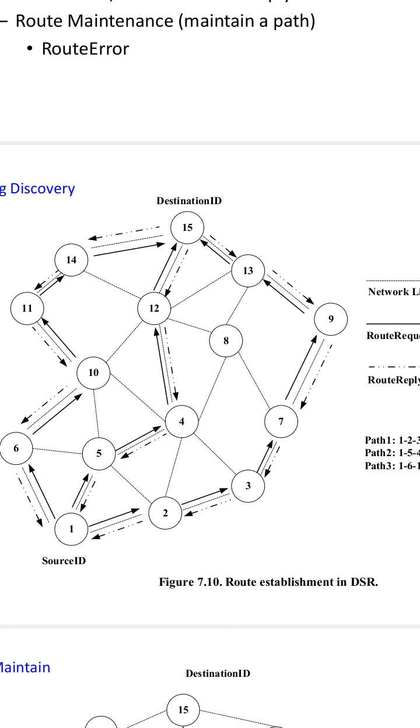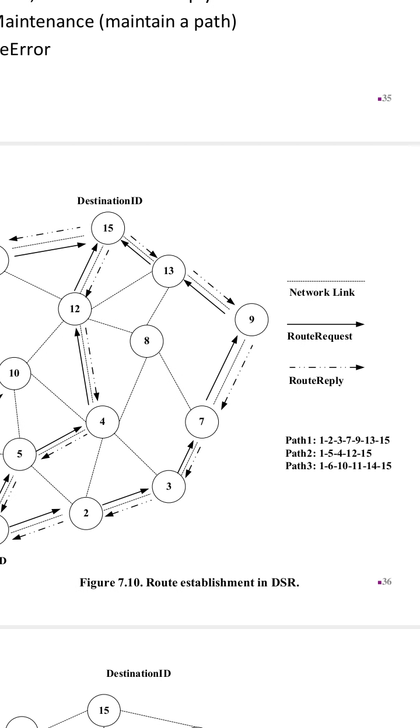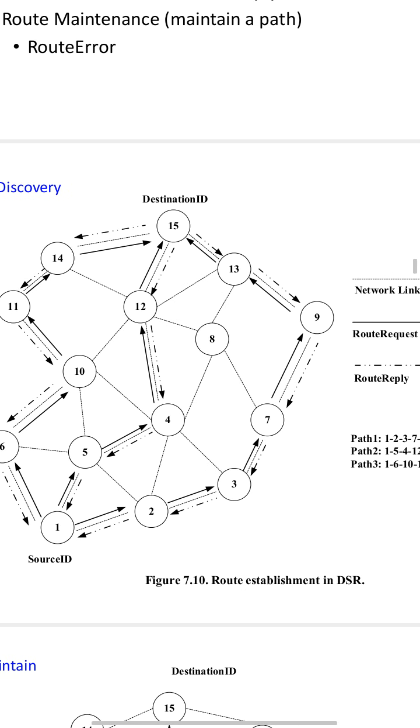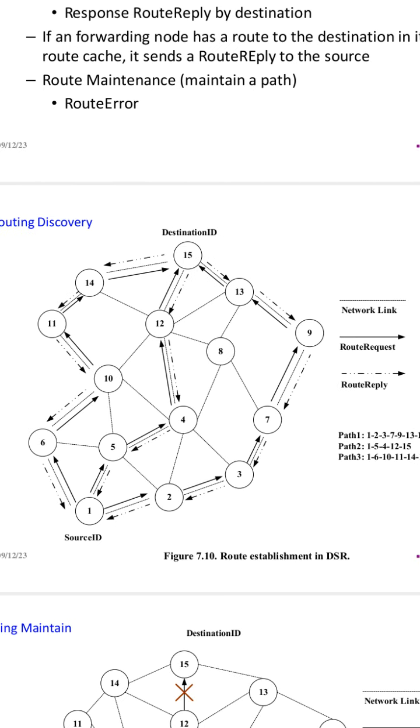Then from the destination node we send the route reply signal, which is sent from the destination back to the source node. Once the source node receives the route reply, the route is fine, and then we can transfer the data. Like this, data can be transferred in the dynamic source routing protocol.